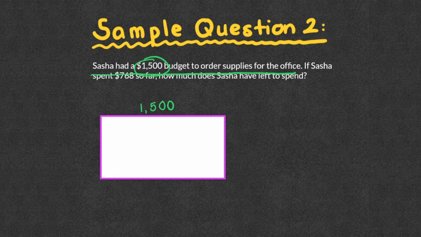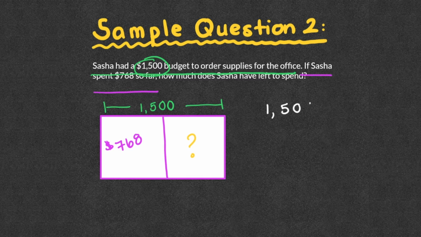We know that Sasha spent $768 so far, and that $768 we know comes from the 1,500. Which means we are left to figure out how much she has left in the budget. So if I know one of the pieces and I know the total, that means I'm missing a part. So this is going to be a subtraction problem. So 1,500 minus 768.